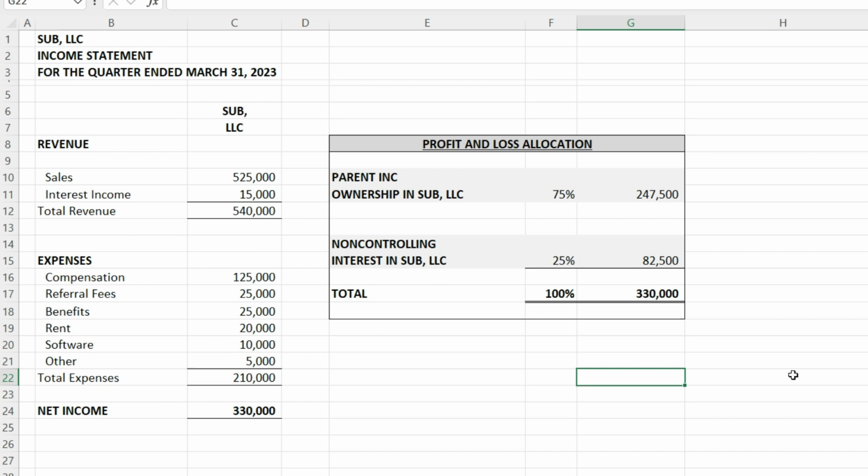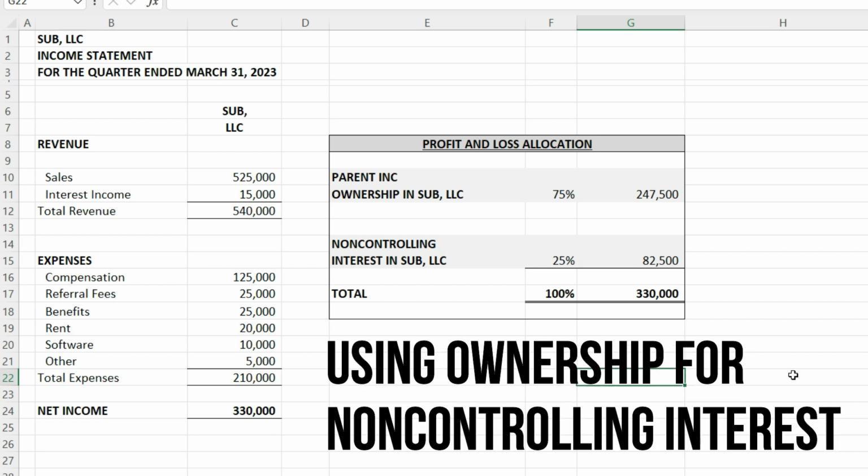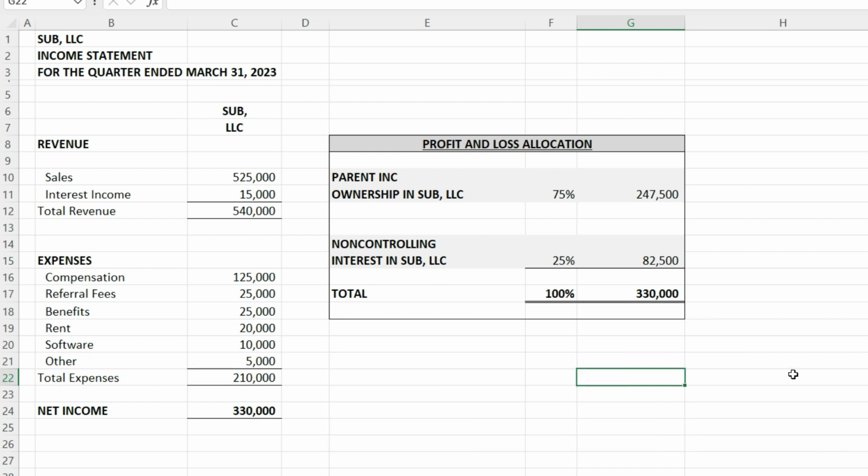I'm strictly not looking at this from a variable interest entity standpoint. We're using ownership to dictate how we're allocating, or the attribution of how we're going to allocate net income and ultimately equity within the financials.